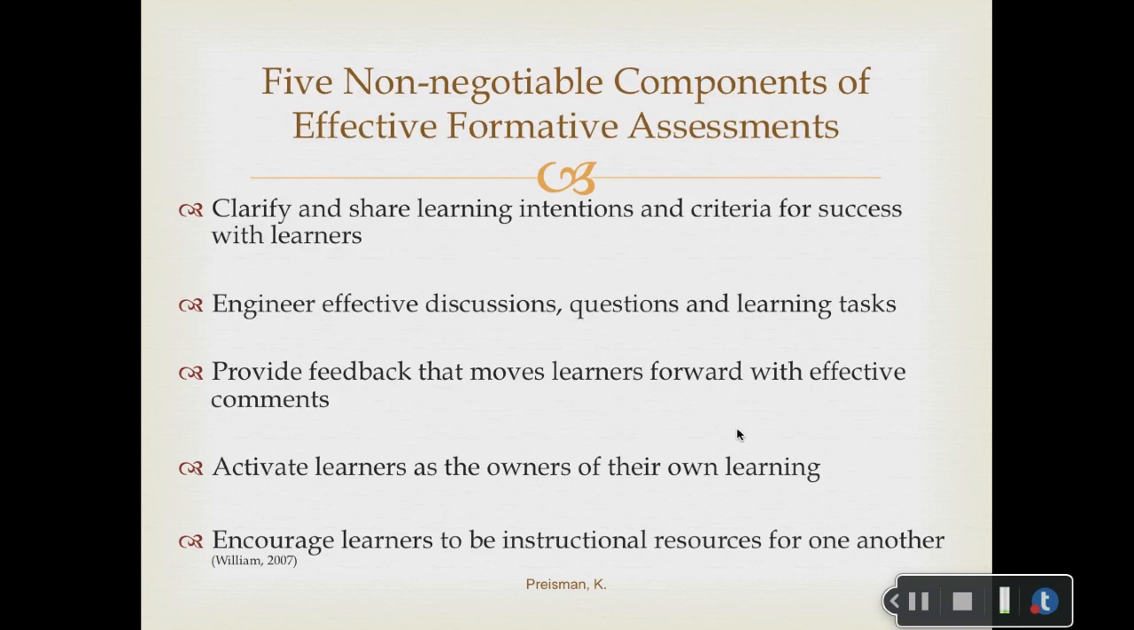So there are 5 non-negotiable components of effective formative assessment, and like we've been talking about throughout with understanding by design, and when we look at our quality improvement visual, we always want to make sure we clarify and share our learning intentions and criteria for success for our learners. We want to make sure we have effective discussions, questions, and learning tasks that will allow not only the students to participate and give you the kind of information and data you need, but also use that and be engaged with that information and data.